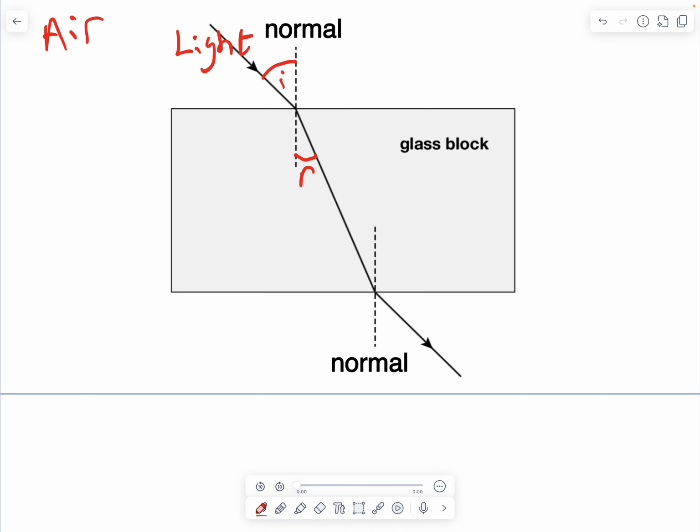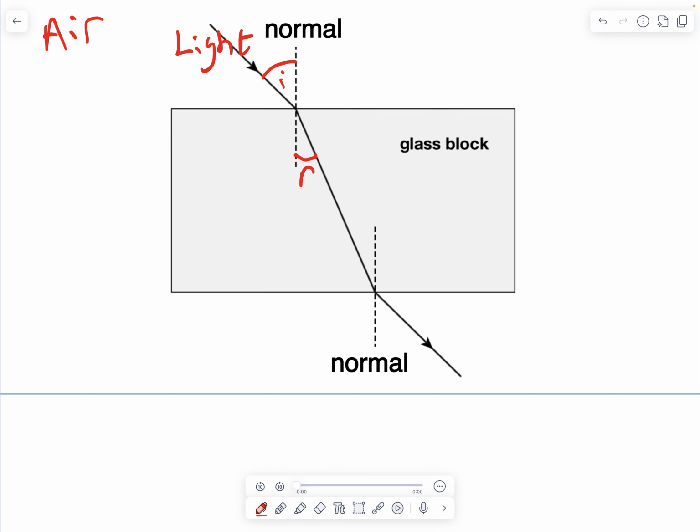Well, it's all to do with the speed of light. So the speed of light in air is going to be greater than the speed of light here in the glass block. When the light goes from air, which is less dense, into the more dense glass block, it's going to actually slow down.